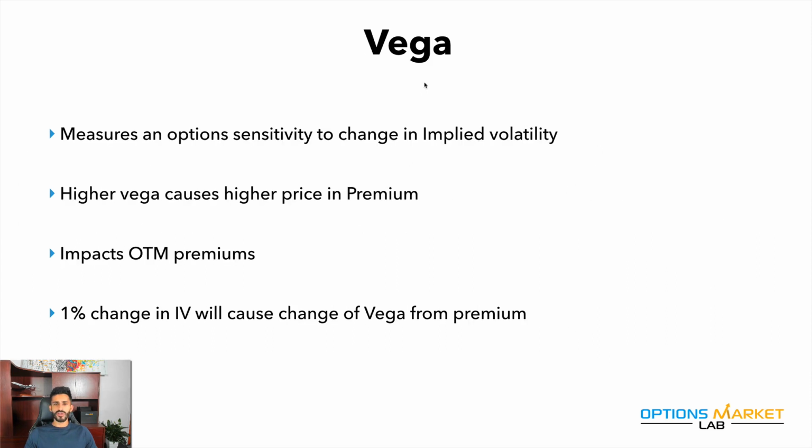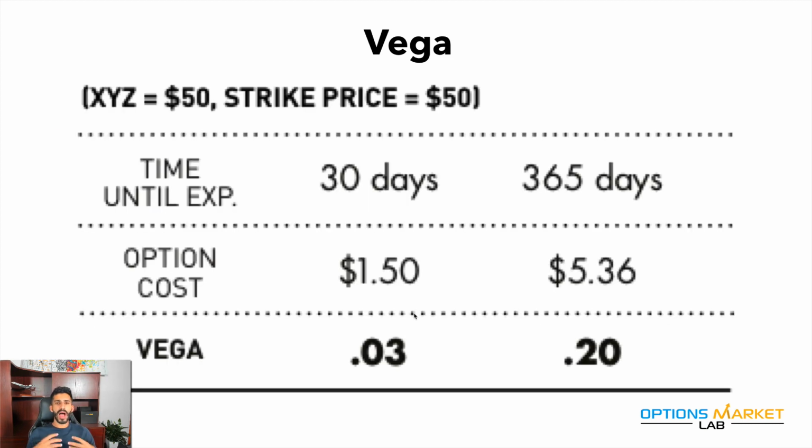The last one we have is called Vega. Vega measures an option's sensitivity to change in implied volatility. Higher Vega causes higher price and premium. This impacts out of the money premiums, and a 1% change in IV will cause a change of Vega in the premium. So these four make up everything that you need to know about how options are created, right? Where the underlying prices are formed, what's looked at, what's not looked at, and these things all form.